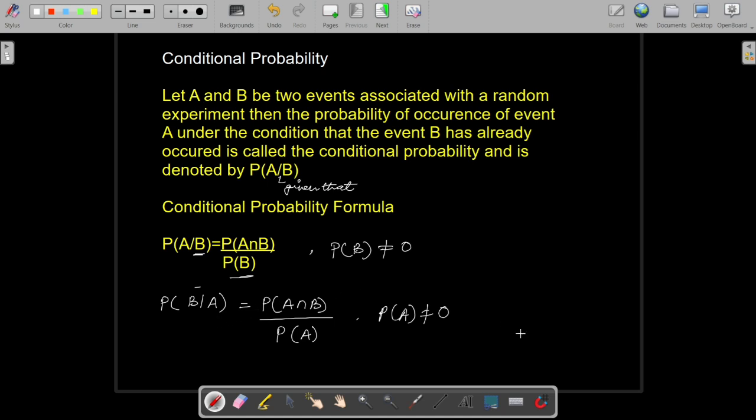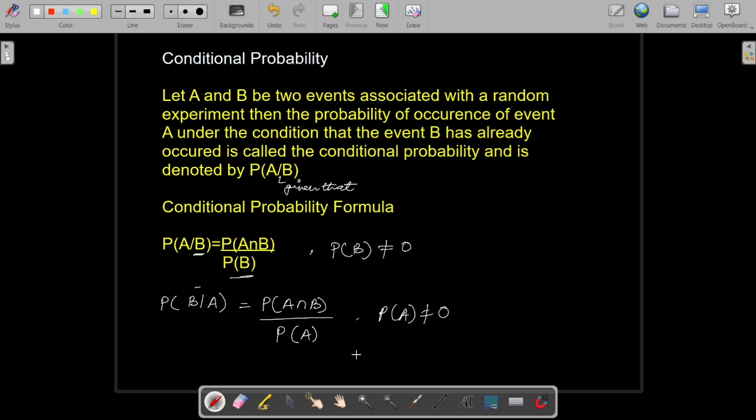मैंने आपको लास्ट वीडियो में बताया था डिपेंडेंट इवेंट्स क्या होते हैं. The two events are said to be dependent if the occurrence of one depends upon the previous occurrence of other, and the two events are said to be independent when the occurrence of one is independent of occurrence of other.